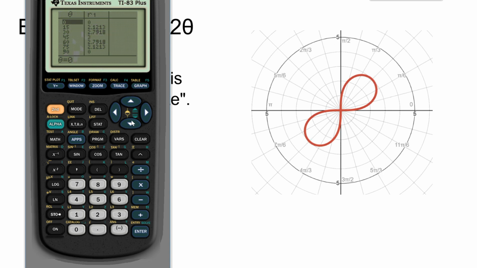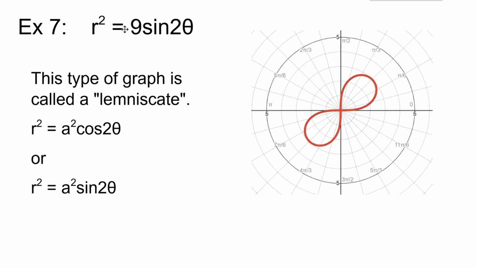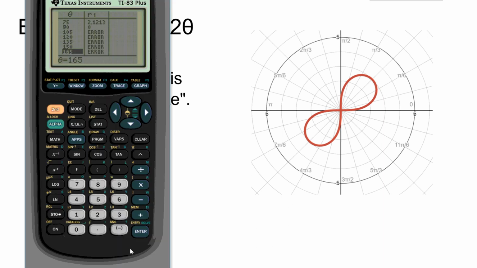But I want to show you something here. As we go down, we get a bunch of errors. And why do you think that's happening? You should think about, remember, we're square rooting. So what is r squared in these examples? If we go back to this equation, the 9 sine 2 theta, you guessed it, is going to be negative. So when we square root, we get non-real answers. And so when your calculator gets that, it shoots out an error message.